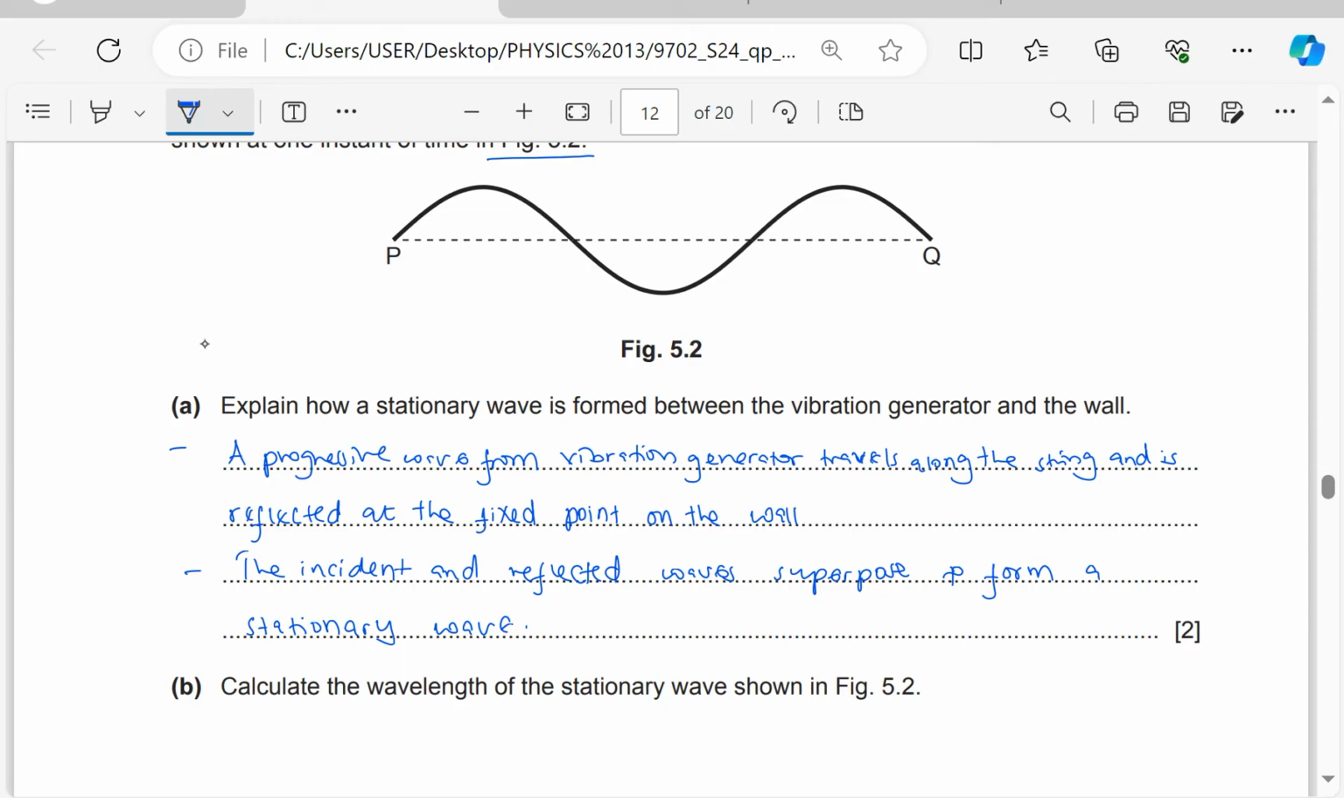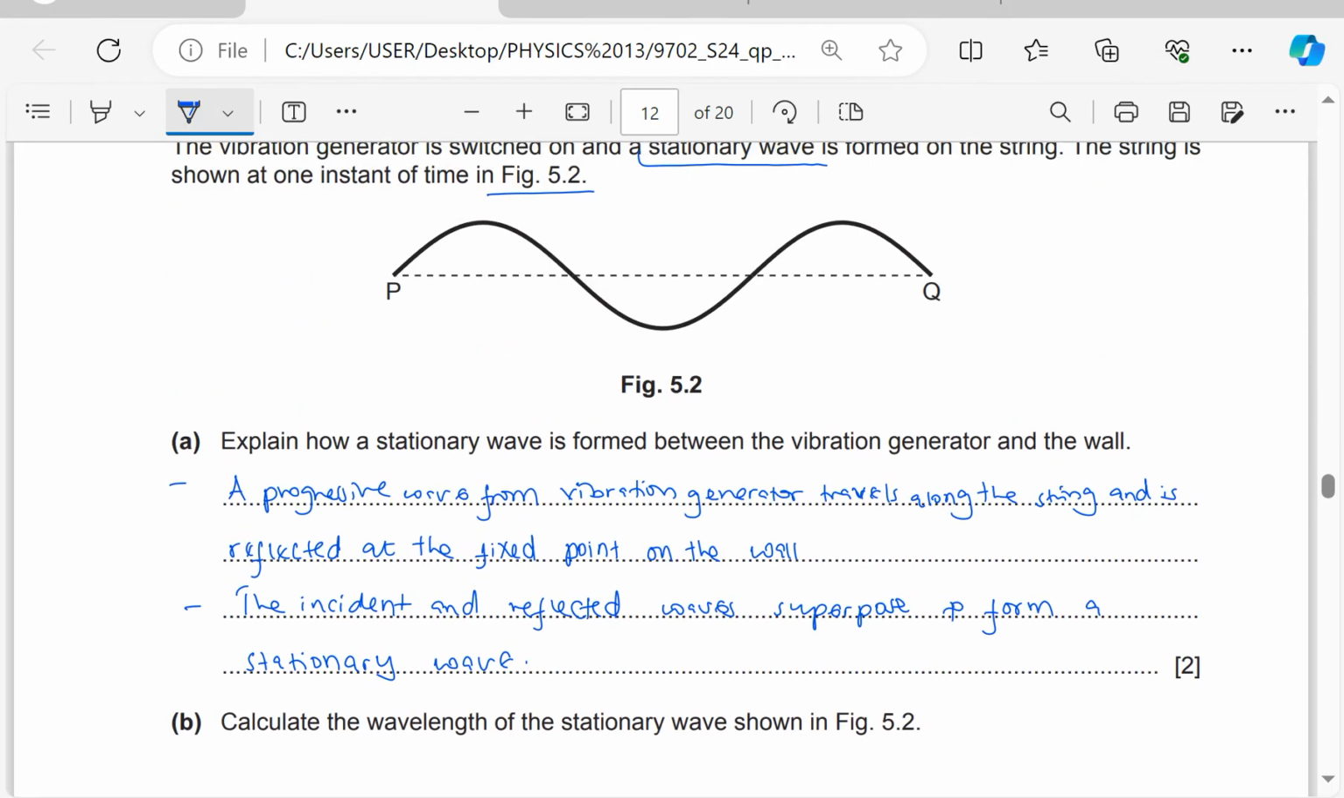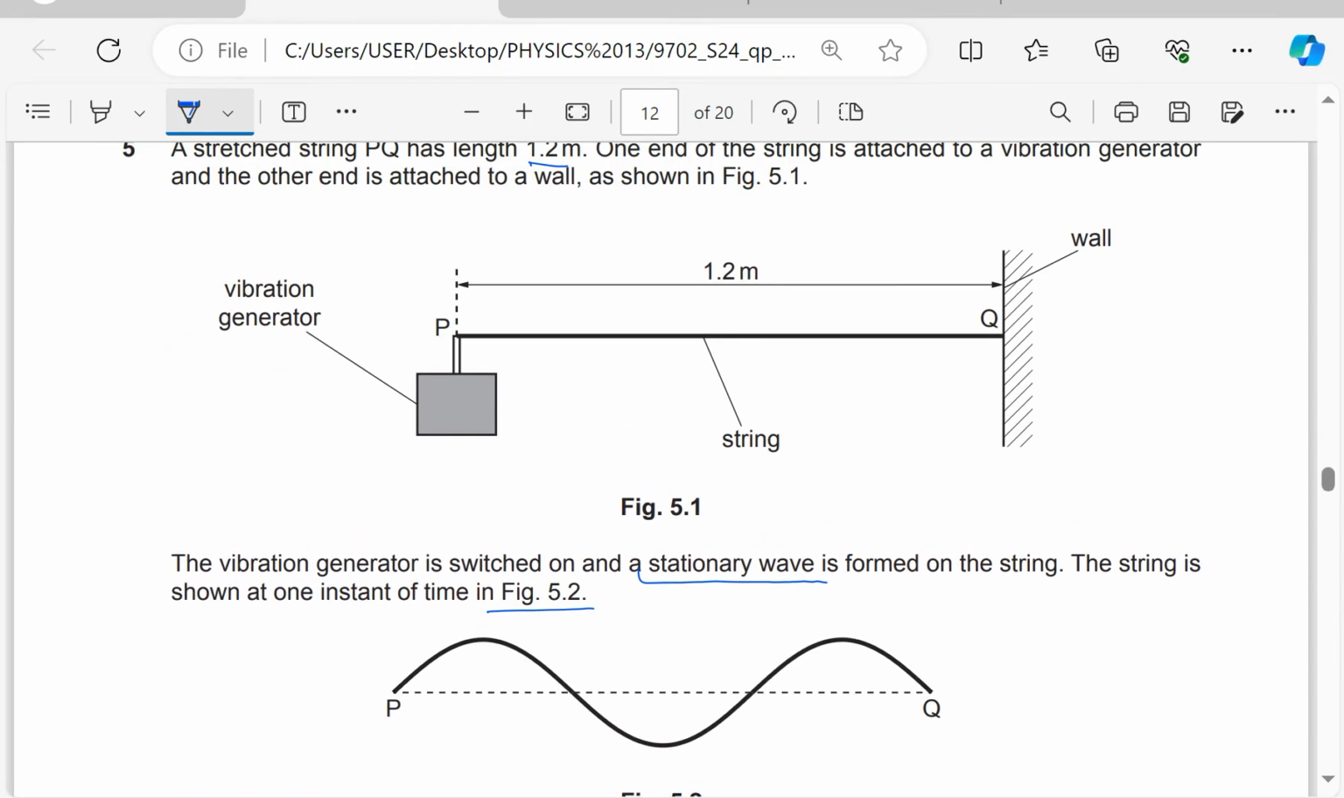So the incident and reflected waves superpose to form a stationary wave. Of course, the principle of superposition applies here. Then calculate the wavelength of the stationary wave shown in the figure. Let's see what is shown here. So we have 1.5 cycles. The length given there, which is 1.2, the distance between P and Q, is forming 1.5 cycles.